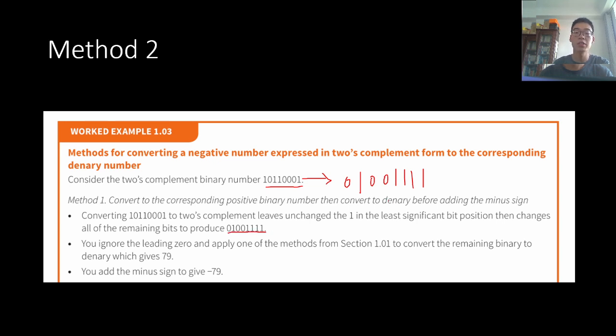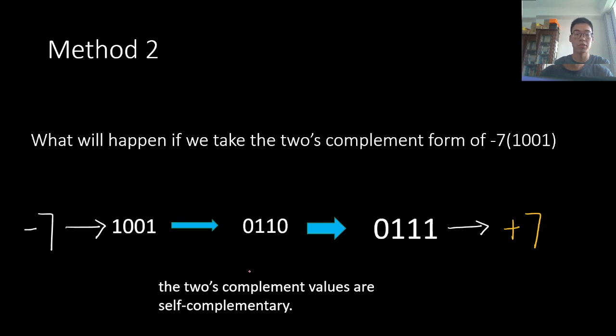Then this is the corresponding positive number of this negative number. So what we do is we convert this number to decimal and then add a minus sign. That's it. So for this one, it's 1, 2, 4, 8, 16, 32, 64. So 64 plus 8 plus 4 plus 2 plus 1, and then you get 79. And then you add a minus sign here, so you have minus 79, which arrives at the same answer as what we have done previously.